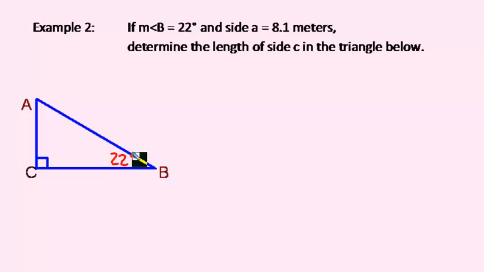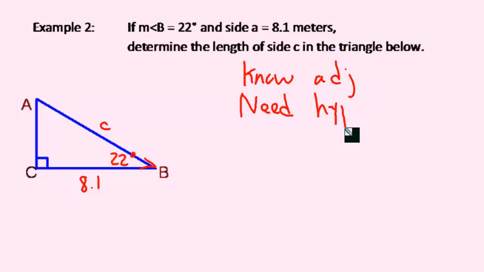Another example. Here we've got a 22-degree angle for B, and now we know that side A is 8.1. And they're saying find the length of side C. Well, that's the hypotenuse this time. In this case, I'm going to use angle B to work off of. I know the adjacent side, and I need the hypotenuse. I know this 8.1 is the adjacent. I need this side C, which is the hypotenuse. So if I'm going to write a trig ratio, I'm going to use the one that has adjacent and hypotenuse in it. Well, that's cosine.